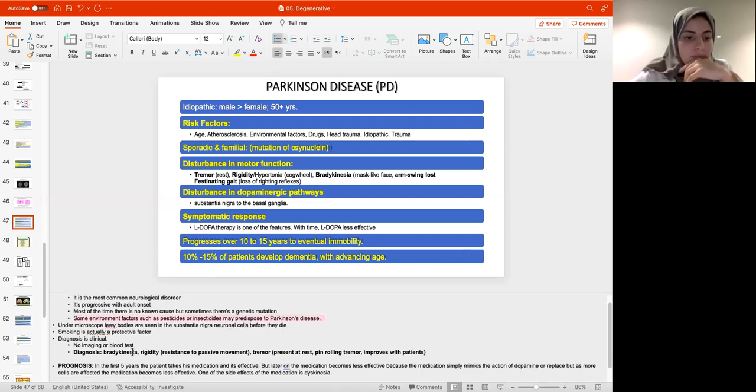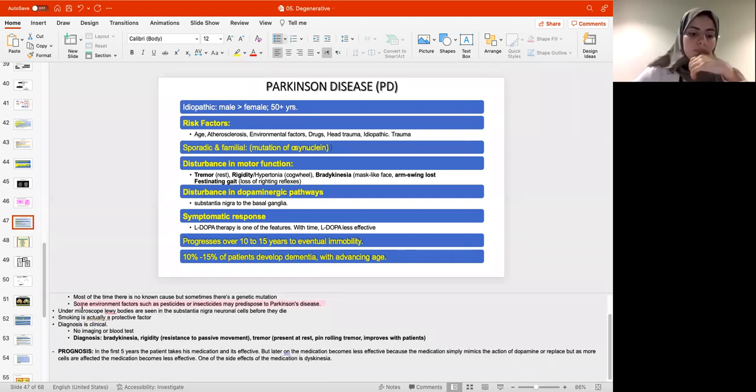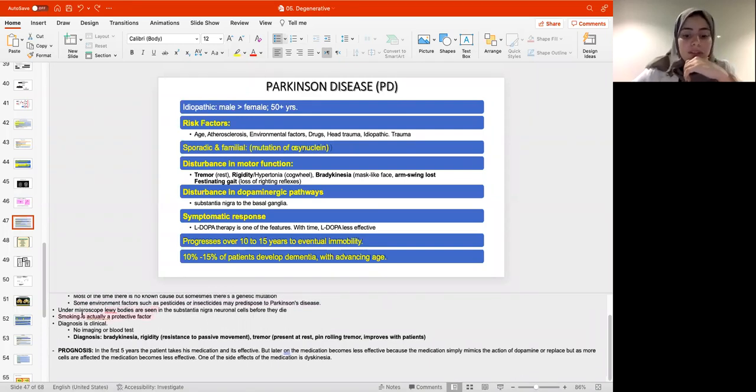for his farm. Under the microscope, we said the protein seen here are the Lewy bodies, okay? And an interesting fact is that smoking is actually a protective factor in Parkinson's disease. Of course, that doesn't mean you should suggest the patient smoke. It's just an interesting fact. Diagnosis, again, like AD, no imaging, no blood test, it's clinical, okay? So it's all based on the clinical presentation. And that's why you guys need to memorize the clinical presentation by heart. You can do this by solving lots of questions on the disease, and you'll get the hang of identifying it, basically.